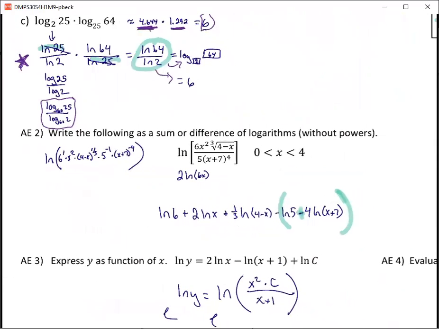Problem number 2 is really just an extension of some of the problems that we did in day 1, just to rehash that, okay, if I have this logarithmic expression, one of the things I can do is break it up into different logarithms. More importantly, one of the things I look at is how many factors are inside the natural log. If I know how many factors are inside the natural log, it tells me how many terms this is going to be broken into. So 6x squared, the cube root of that, 5, and x plus 7 to the 4th power gives me 5 individual factors.